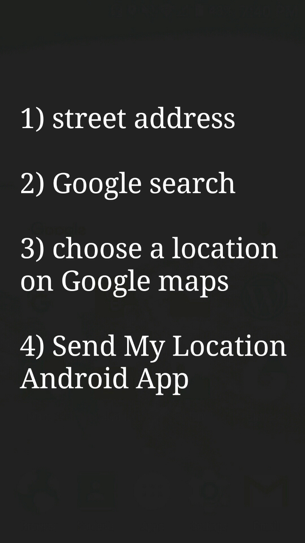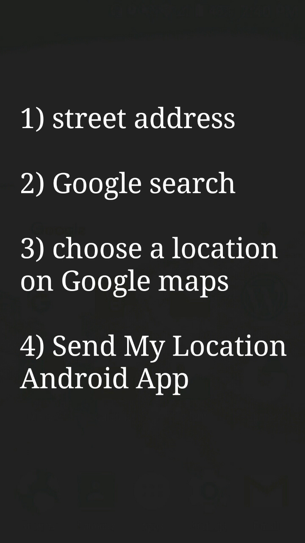So we've looked at how to find a street address where we know the address. We've done a Google search for a business name. Now you can search for a name, you can search for a park, you can say museum, you can say the name of the museum, anything. And then the third one was choose a location on Google Maps using the Google Maps app.